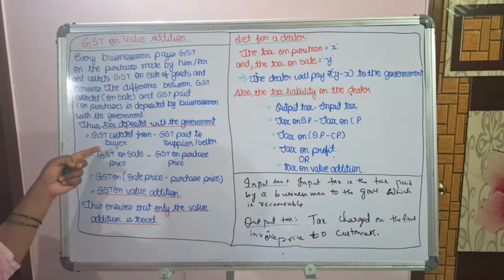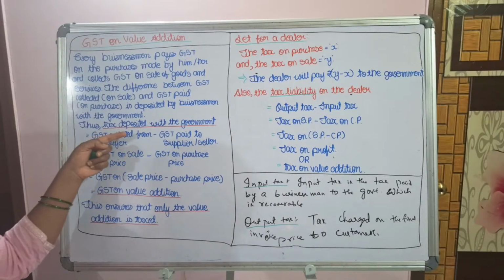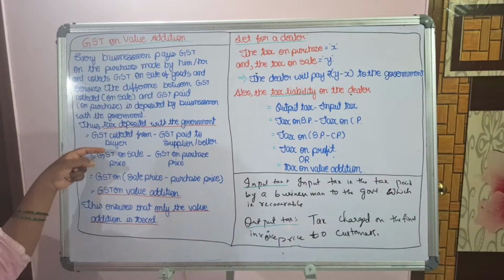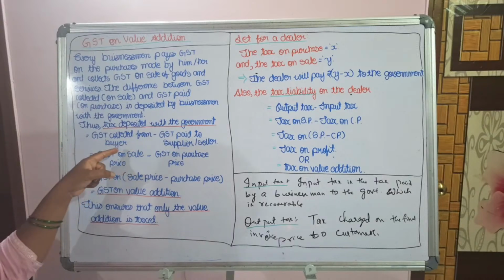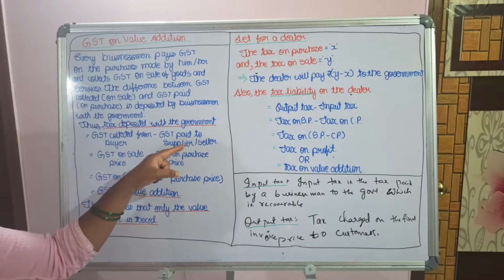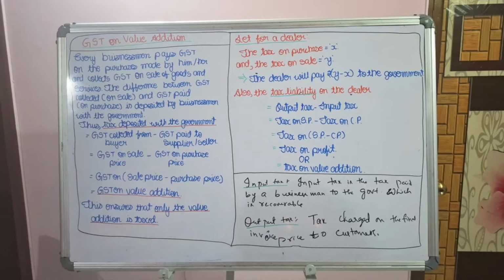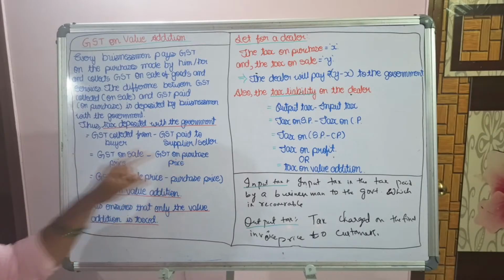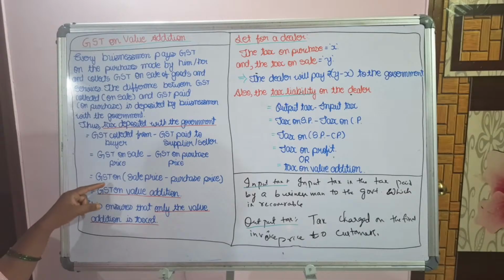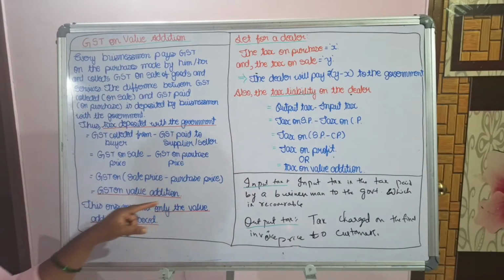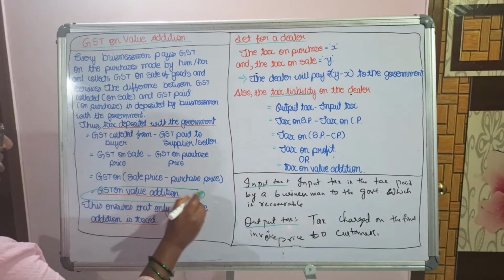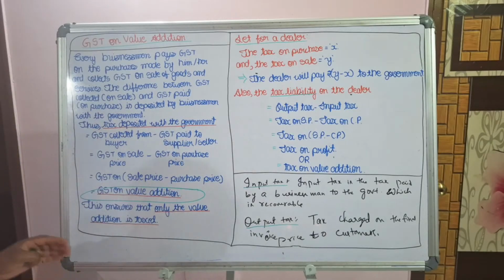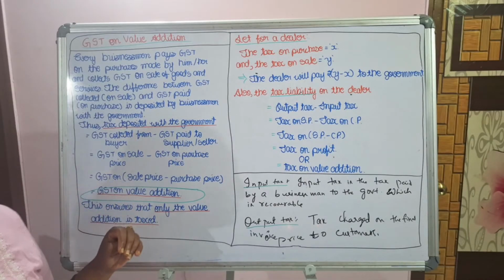Thus tax deposited with the government is equal to GST collected from a buyer minus GST paid to the supplier. GST on sale price minus GST on purchase price. So GST on sale price minus purchase price is equal to GST on value addition. This ensures that only the value addition is taxed.